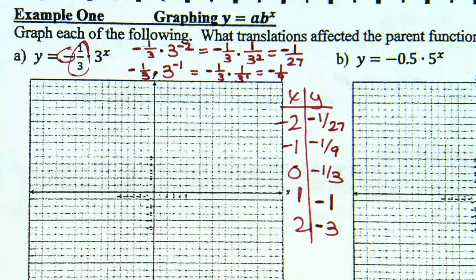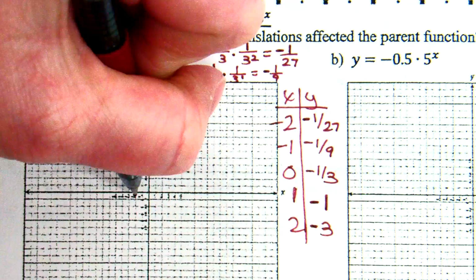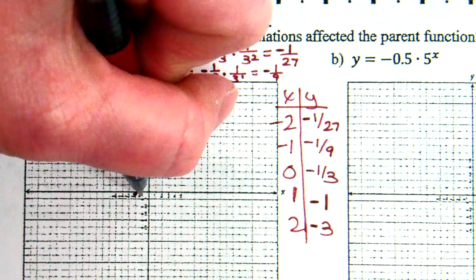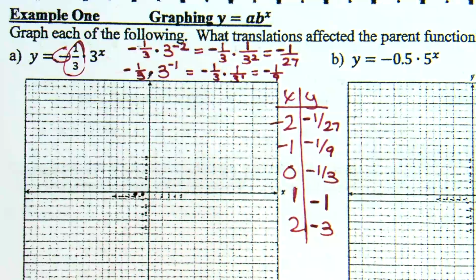So, negative 2, negative 1/27. That means I'm going left 2, down 1/27. I can't even do it on this graph, honestly. Negative 1, negative 1/9. So I'm going to go left 1 and down 1/9. Technically, it's down a little bit farther than the last dot, but you can't really tell. You're just kind of guessing. Okay. 0, negative a third.